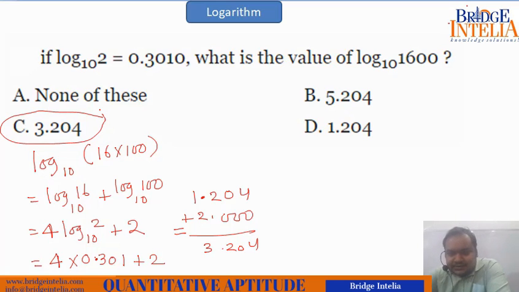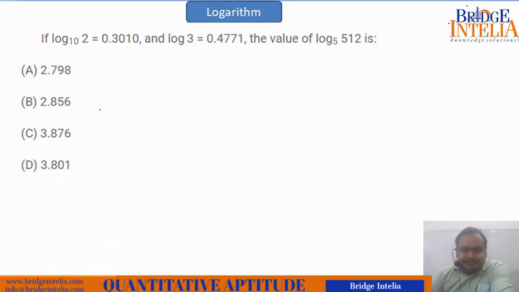Now let's move further. Okay, again a good one. So log 2 to the base 10 is given, log 3 to the base 10 is given. That means if no base is mentioned, you'll have to assume it to be equal to 10. And based on this, you'll have to find the value of this. So 512 is very evidently equal to 2 to the power 9. So let's for the time being concentrate only on what we have to find out. So we have to find out log 512 to the base 5.